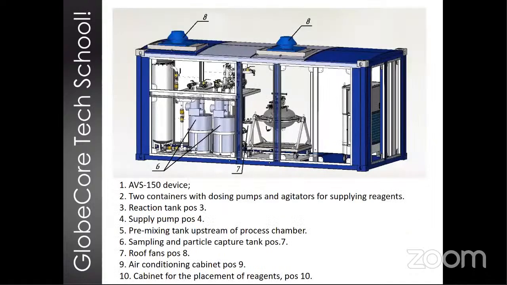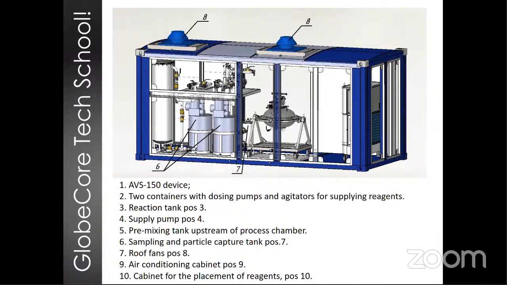Okay, these include in position 1 the AVS device. The device itself consists of two sections: one is a control section, and the other is the process section. There are two containers with dosing pumps and agitators for supplying chemicals, those are in position 6. There is the reaction tank in position 3, which is necessary to extend the reaction time of the treated wastewater with reaction. The supply pumps are located in position 4.